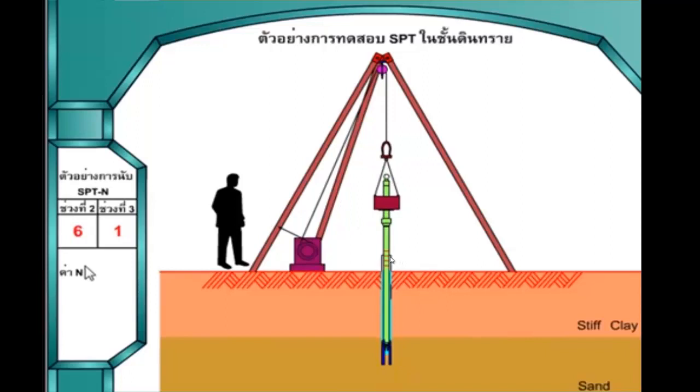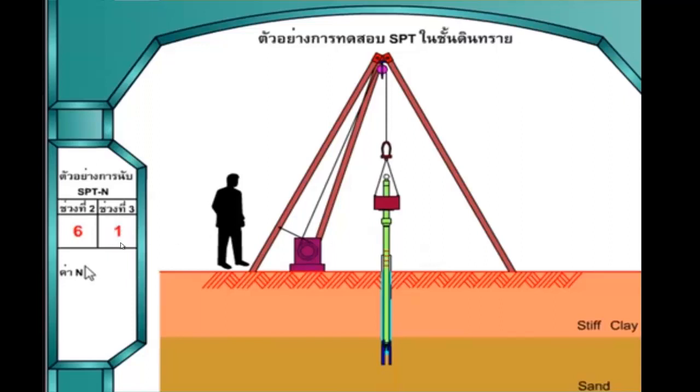Now, after 6 hammerings, that is the SPT value. After 6, they completely inserted the second layer. And when they hammered another, they have the third layer. So that's why they're counting the N value for the third layer. Can you see the value?